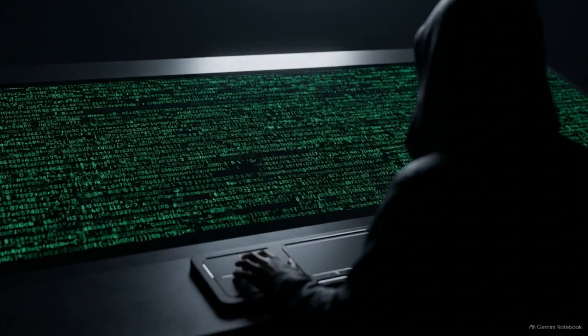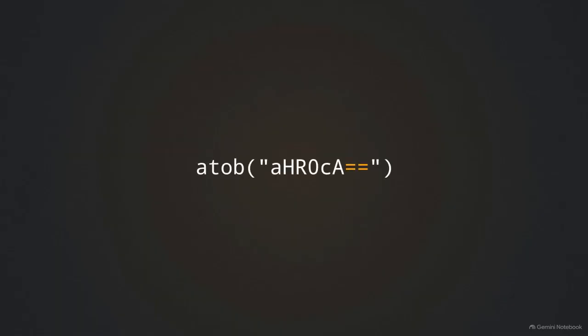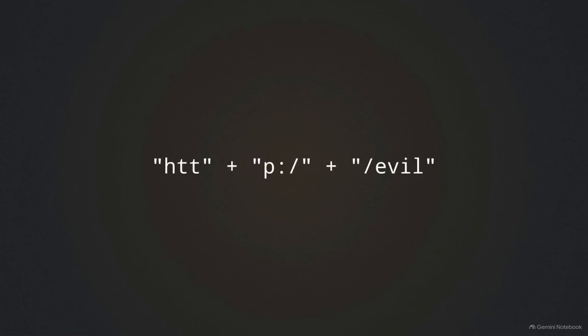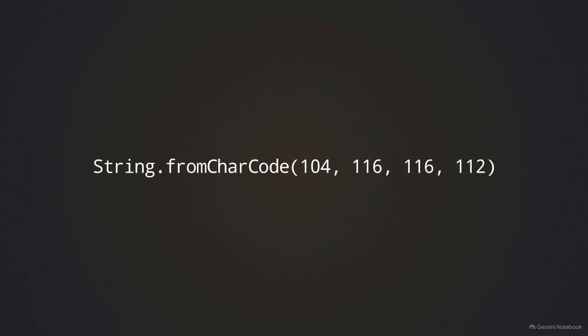To choose the right decryption strategy, you must first identify the pattern of obfuscation. Base64 encoding is the most common. Look for long alphanumeric sequences ending in equal signs. String concatenation splits the payload into fragments joined by numerous plus signs. Character codes use numerical arrays that translate into letters at runtime.